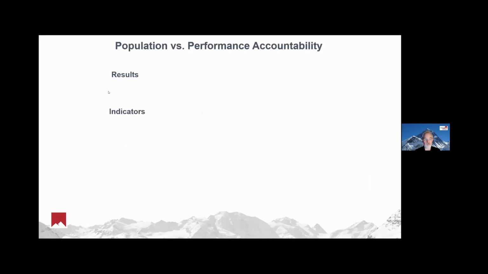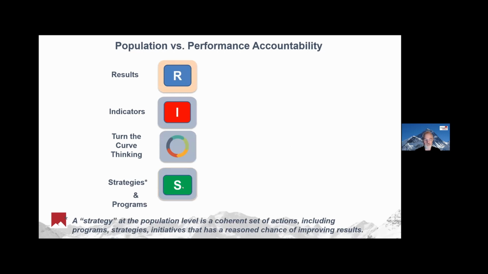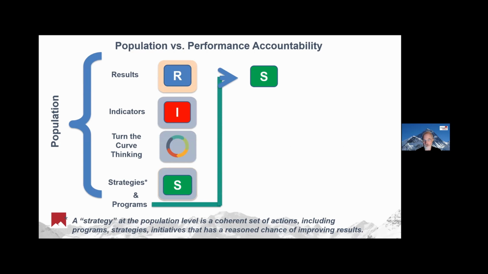And how this all fits together is you have your results and your indicator data. You do turn the curve thinking to identify your programs or strategies you want to implement. That's population accountability. Then you take all of your strategies, your programs that you're going to implement, you develop your performance measures about how much we're going to do, how well we're going to do it, and is anyone better off? Again, this is a very simple framework.